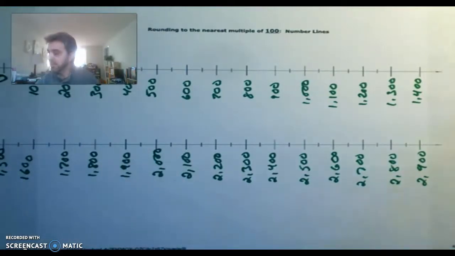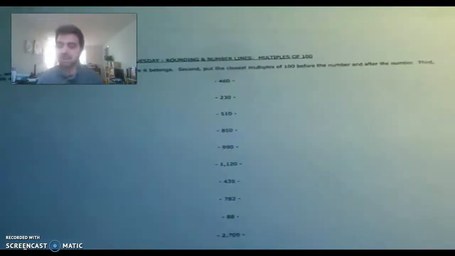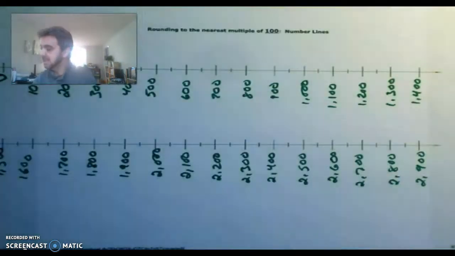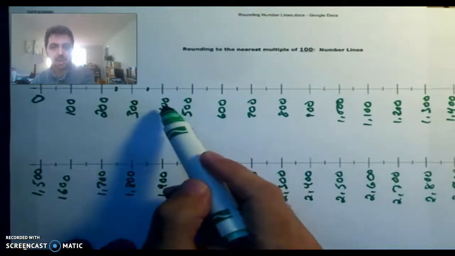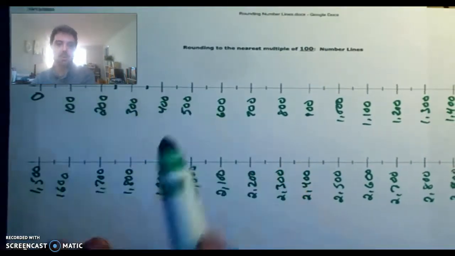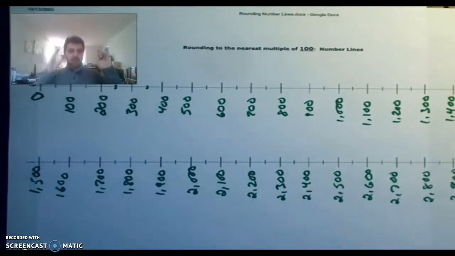Okay, so if we look at our first number, it is 460. I'm looking at this paper. So where am I going to find 460? Here's 400. Here's 500. So what do you think is exactly between 400 and 500?